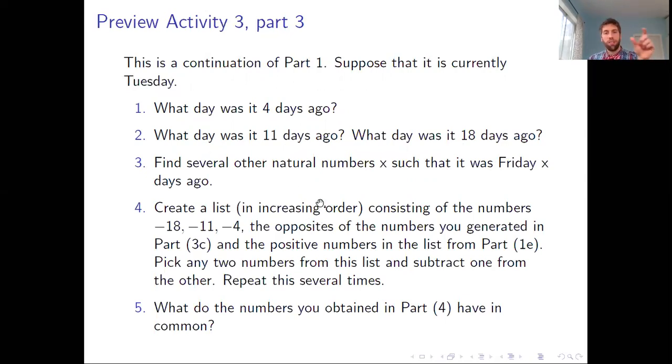Look at that. It's not necessarily the numbers, because my numbers are not multiples of 7, but subtracting any two of them always gives me a multiple of 7. That concludes preview activity 3.